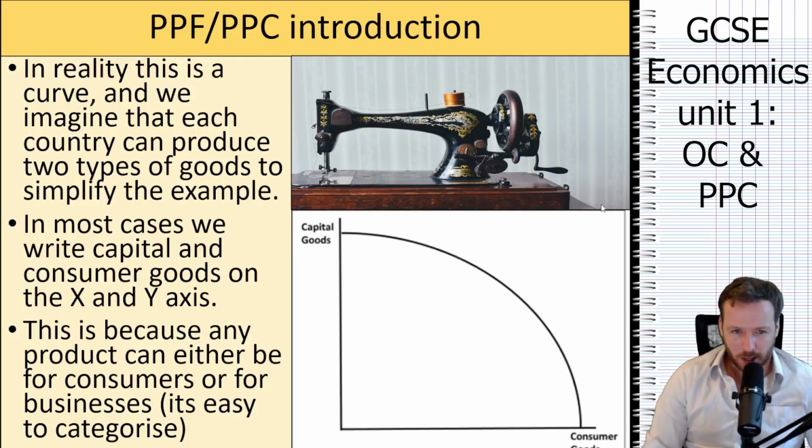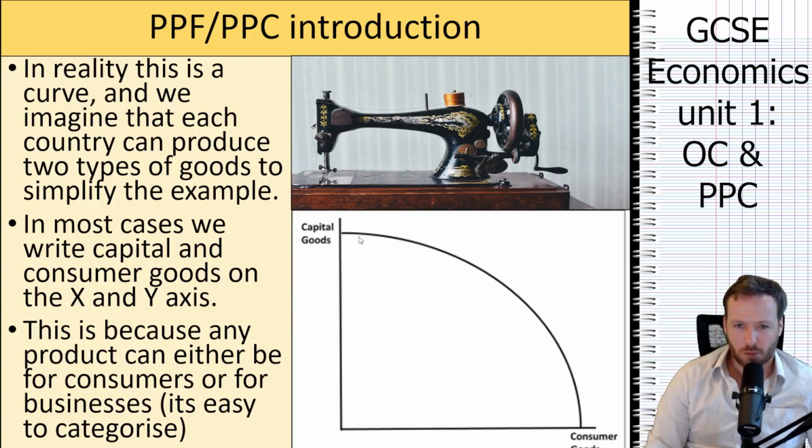Okay, so in real life, this is what the curve will look like, okay? And we use it for business in economics. We usually have two goods on the curve. On the x-axis, we normally have consumer goods. Consumer goods are things that you and I buy in the store. Food, clothing, mobile phones. And on the other side, we have capital goods.